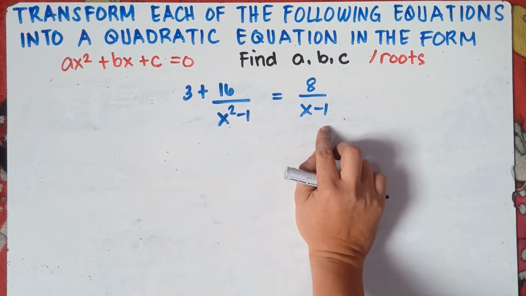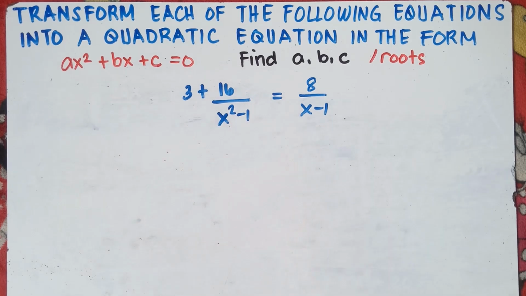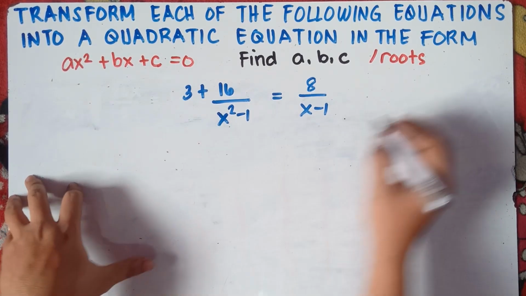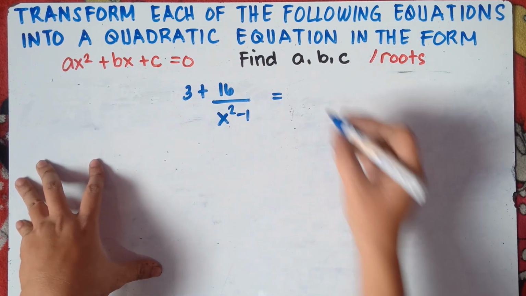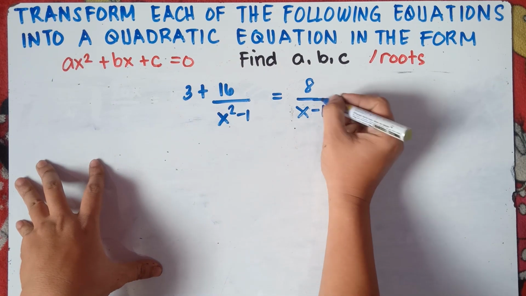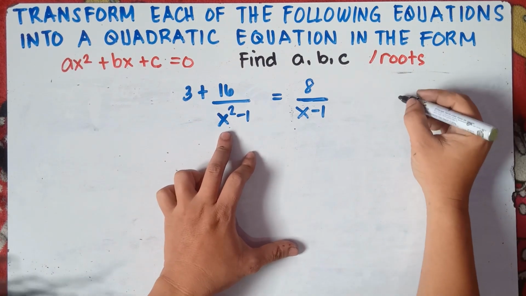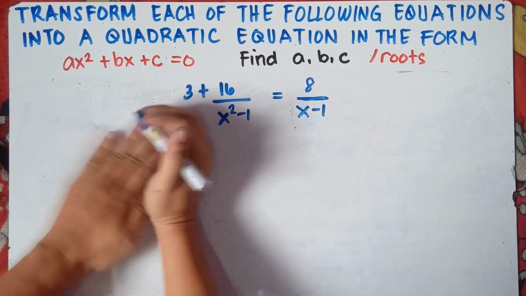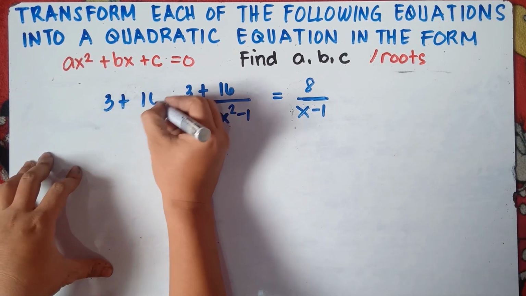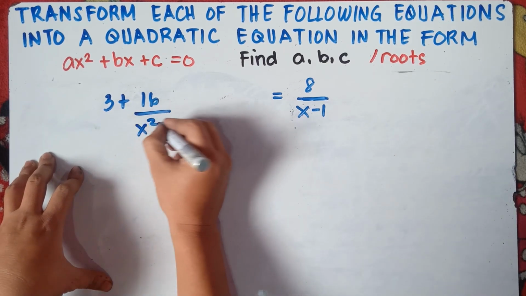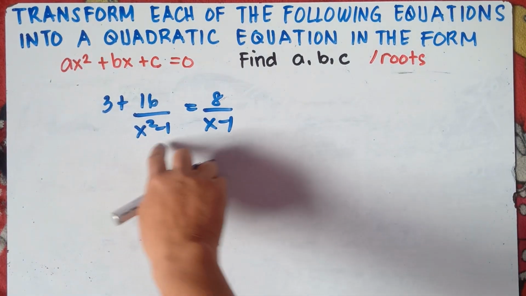Is x minus 1 a factor of x squared minus 1? What would be the factor of this one, class? Now, for x squared minus 1, if you still remember. Just write it here, class. We don't have enough space, so let me rewrite it: 3 plus 16 over x squared minus 1 equals 8 over x minus 1. I need a space right here, class, because we need to get the factor of this x squared minus 1.